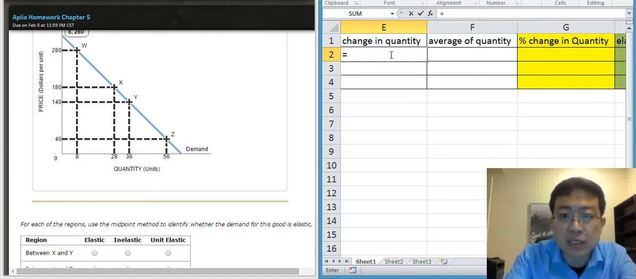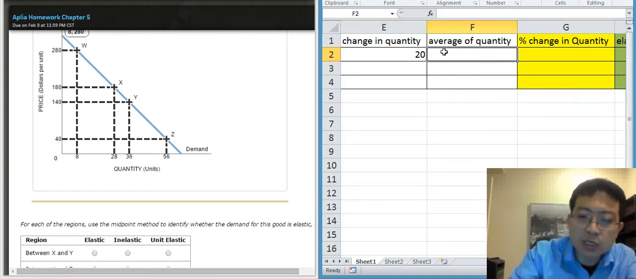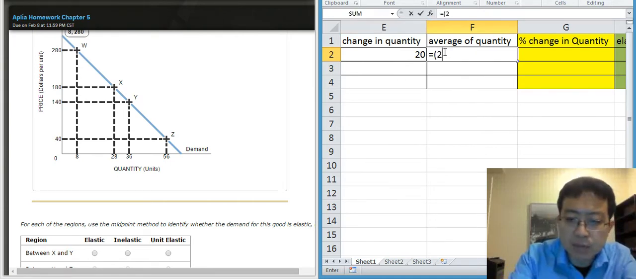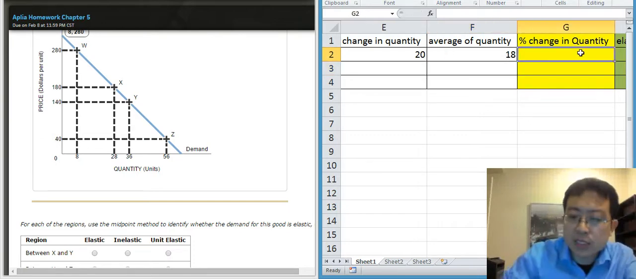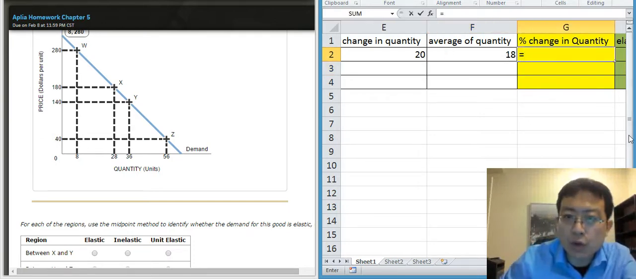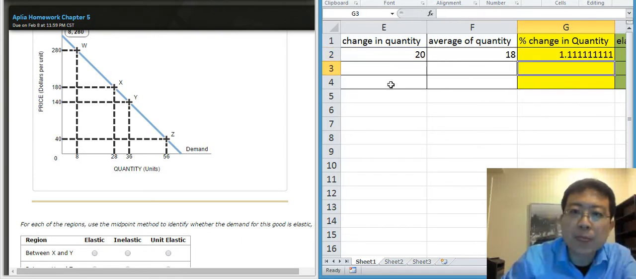That way, it can still stay positive. So we're going to do 28 minus 8. That's the quantity at point w. So the changing quantity will be 20, and then the average of quantities will be 28 plus 8 divided by 2. That's going to be 18. And then your percentage changing quantity will be the changing quantity divided by the average of quantity. So that's going to be 1.11.